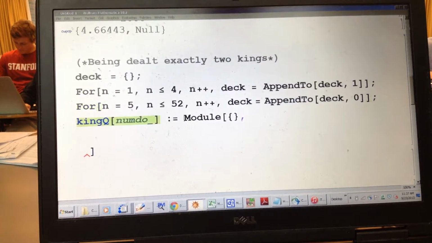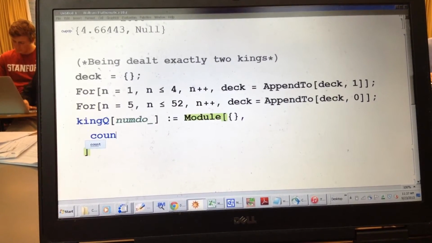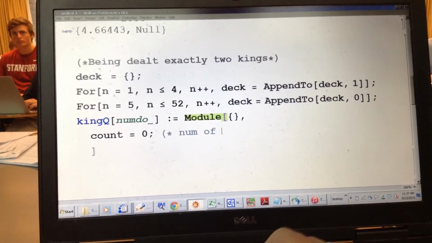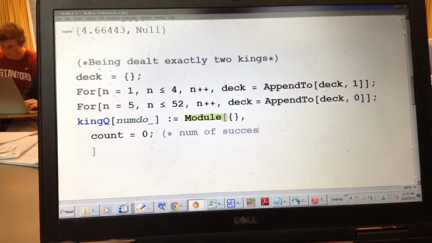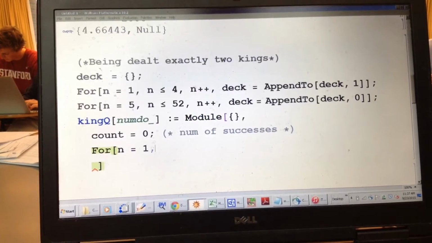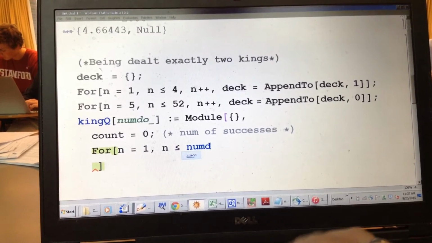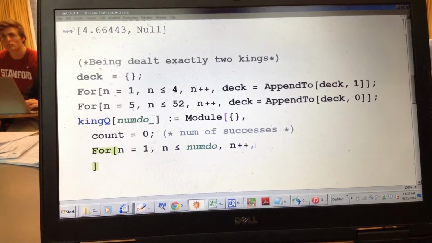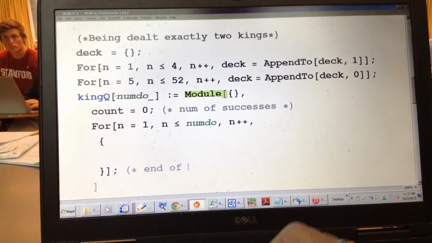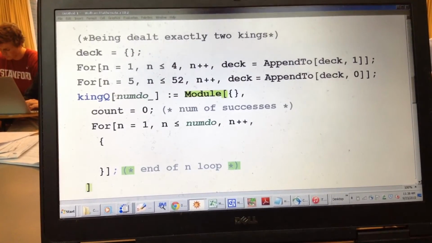All right, so I have a module, so I'm going to initialize count to be 0. This is going to count the number of successes. Okay, and now I'm going to have my procedure again. So I'm going to go for n equals 1, n less than equal to numdo, n plus plus, begin, and end. And sometimes you might even put over here, end of n loop, just to remind yourself when you're coding exactly what's going on. Okay, I've just ended my n loop.